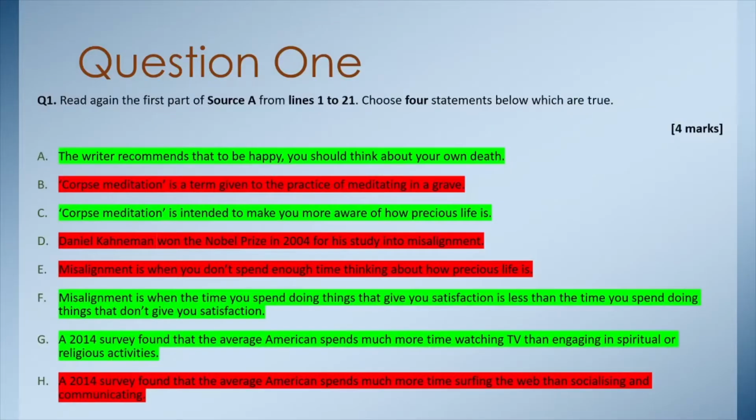Okay, so checking that against the mark scheme then, was I correct? So I've got A, the writer recommends that to be happy you should think about your own death. Yes, I got that correct. C, corpse meditation is intended to make you more aware of how precious life is. Yes, I got that correct. And then F, misalignment is when the time you spend doing things that give you satisfaction is less than the time you spend doing things that don't give you satisfaction. And again, I got that correct.